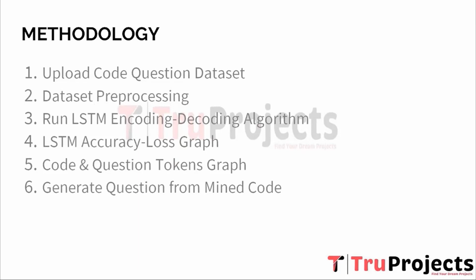Fifth, code and question tokens graph. As part of the pre-processing, code and question texts are tokenized, breaking them down into individual words or subwords. A code and question tokens graph visually represents the tokenized code and question pairs, offering a glimpse into how the model perceives and processes the input data in its numerical form.